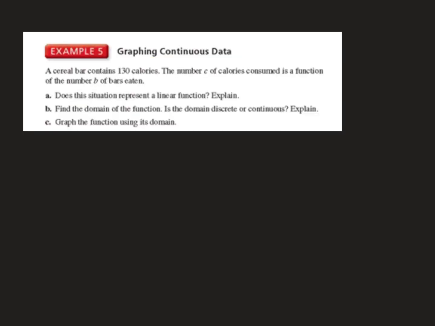Lastly, we have a cereal bar that contains 130 calories. The number of calories consumed is a function of the number of bars eaten. Does this representation represent a linear function? Well, if you eat one bar, you're going to get 130 calories. If you have two bars, you're going to have 260 calories. So yes, it does represent a linear function because each bar is going to add the same amount of calories.